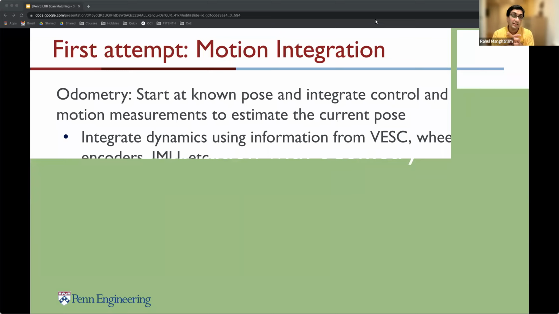In the case of our robot over here, we integrate the dynamics using the information from the VESC, which is the electronic speed controller, perhaps wheel encoders, and an inertial measurement unit. So how this works is that we give commands for the movement via the electronic speed controller. That's the VESC. And this unit translates movement commands into lower level commands that control the acceleration and deceleration of the robot.